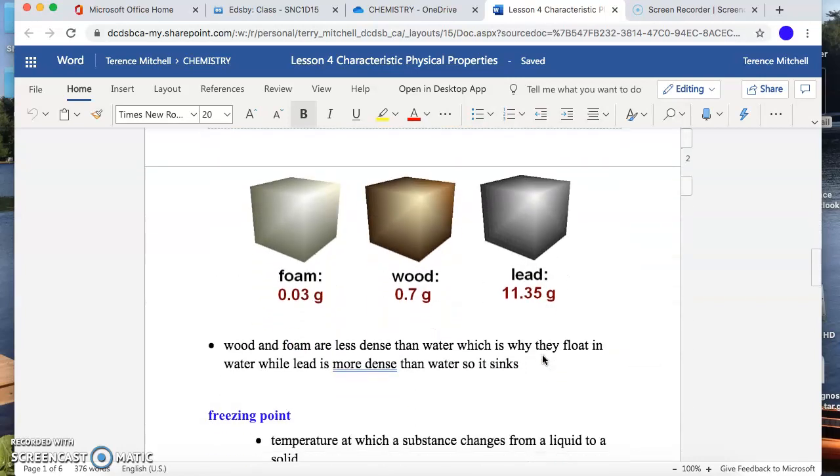So as I mentioned, we do know the densities of a lot of different things. Different woods have different densities, but it's just an average piece of wood, 0.7 grams, lead, foam. So if we were to throw these 3 cubes into the water, the foam and the wood would definitely float. They are less dense. Lead would sink, is more dense. So we can, through characteristic properties, test different densities.